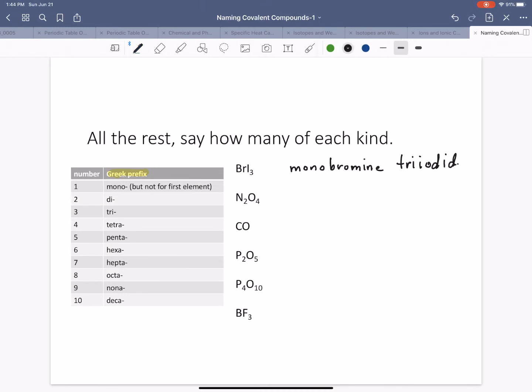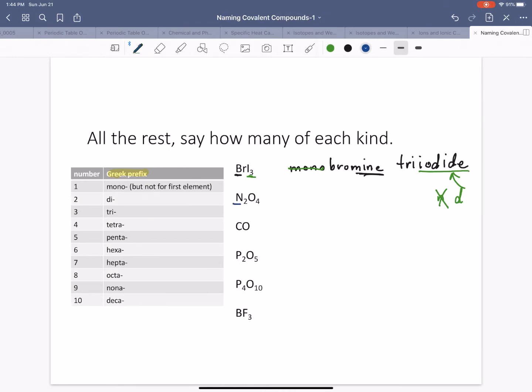Triiodide. The first element is given the elemental name. The second element is given, the name has been changed to an ide, so the N has been replaced with a D. And then for the first one, if there's only one, we just say bromine. We don't say monobromine. So this is bromine triiodide.